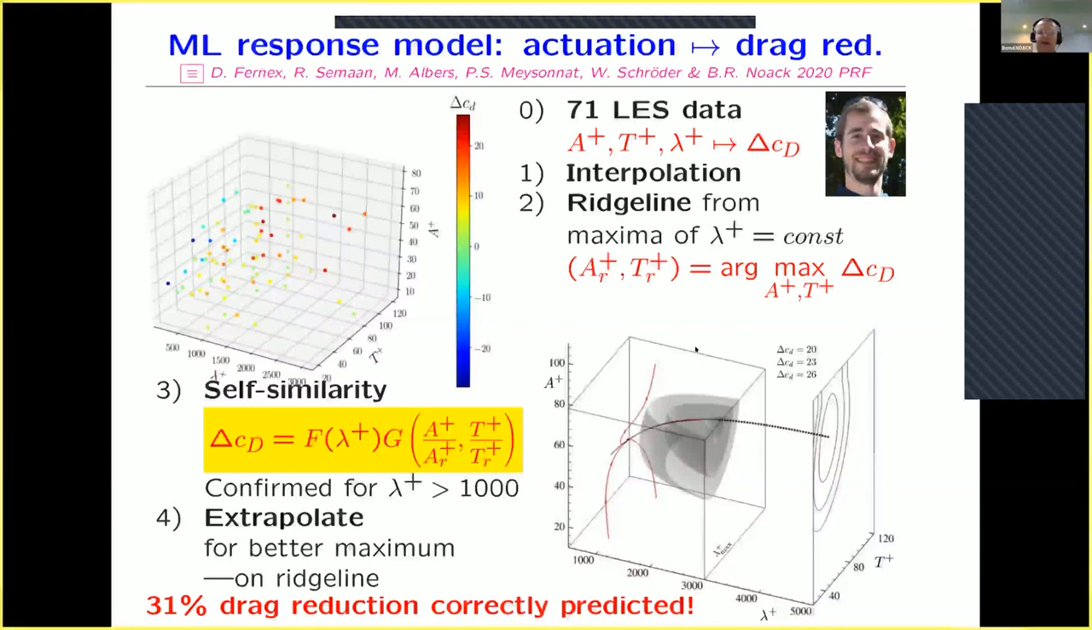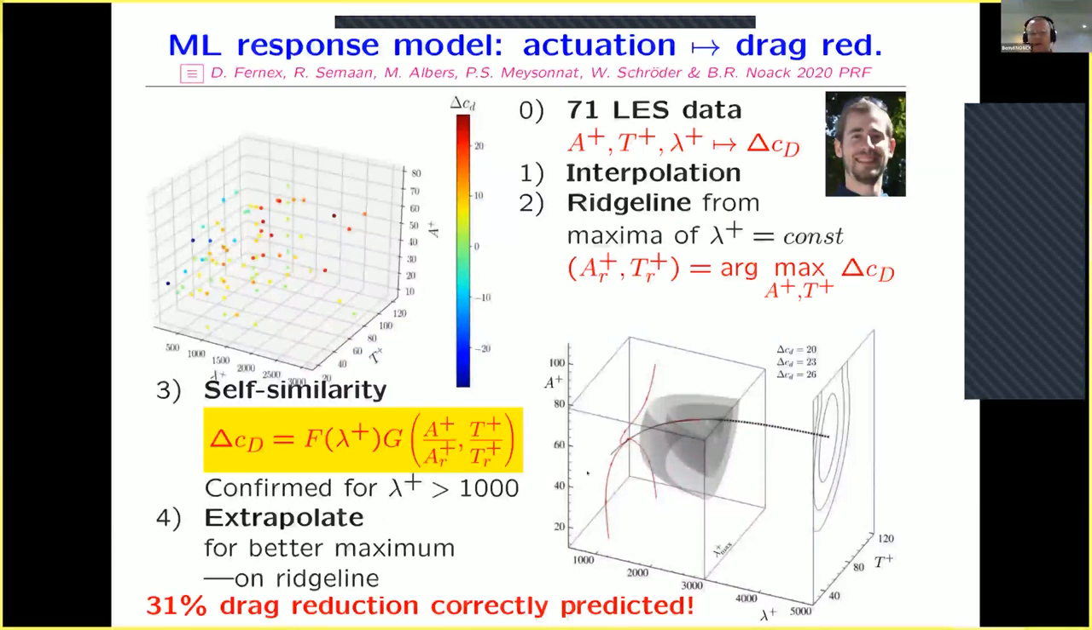minimized. And secondly, we observe some self-similarity. So if we know the amplitude and period in one plane for one lambda, and if we know the optimal drag reduction for another lambda, then we know what happens in the whole domain. So this has been confirmed for all lambda plus larger than 100.